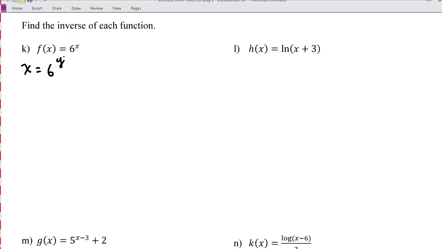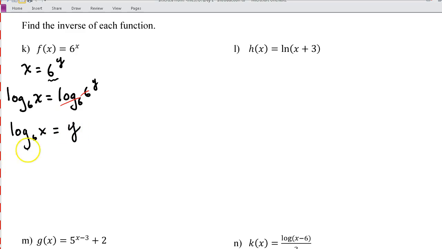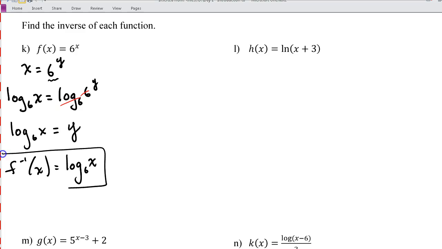So what I can do is I can take the log of both sides. And really I can take the log of any base, but since my base here is a 6, I'm going to take the log base 6 on both sides. So the log base 6 of x is equal to the log base 6 of 6^y. And if you remember, this log base 6 and this base of 6 cancel each other out. So I'm left with log base 6 of x is equal to y, and then I'm just going to rewrite that in inverse notation. So I'm going to change the y to f inverse of x is equal to log base 6 of x. And here is our inverse.